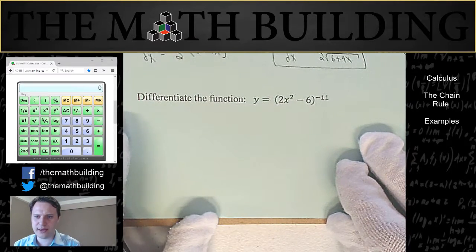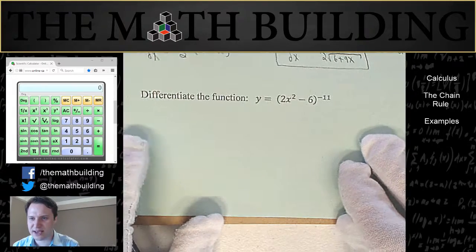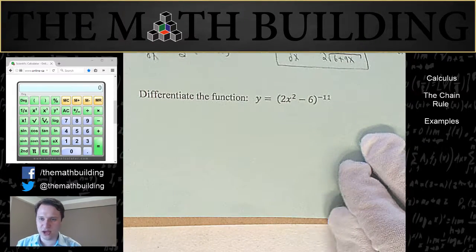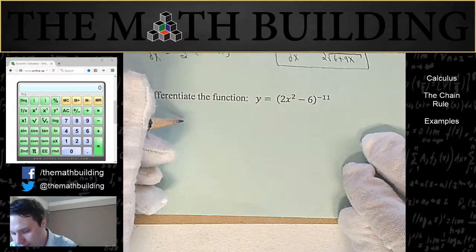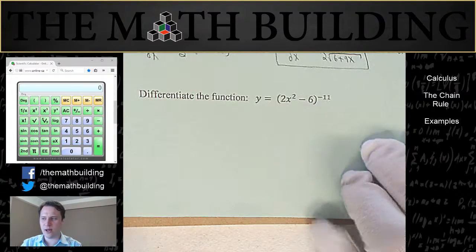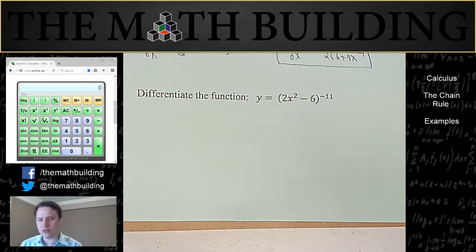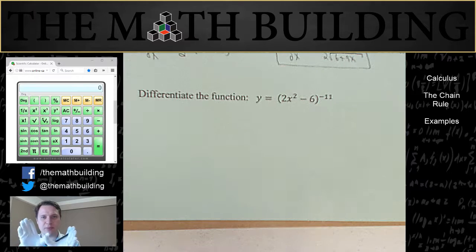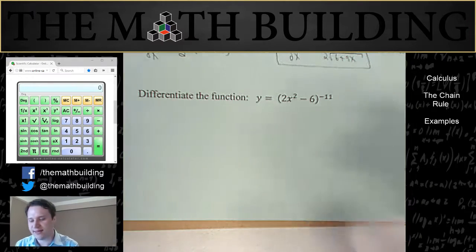Differentiate the function y equals (2x squared minus 6) to the -11. Again, a classic chain rule problem. So how do you know to use the chain rule? Well, use the product rule when you have two things multiplying, use the quotient rule when you have two things dividing, and use the chain rule when we have a function plugged into another function. That's when you want to use it.